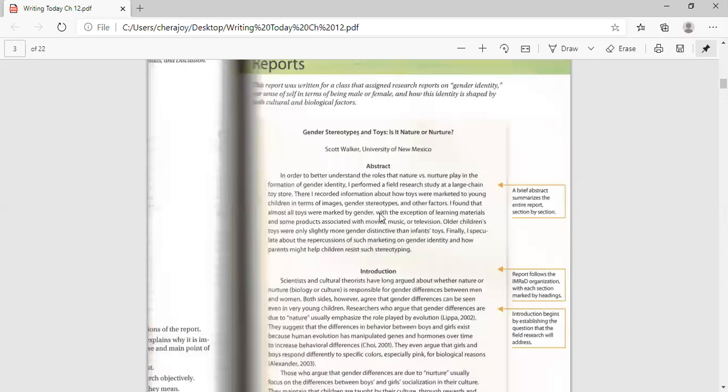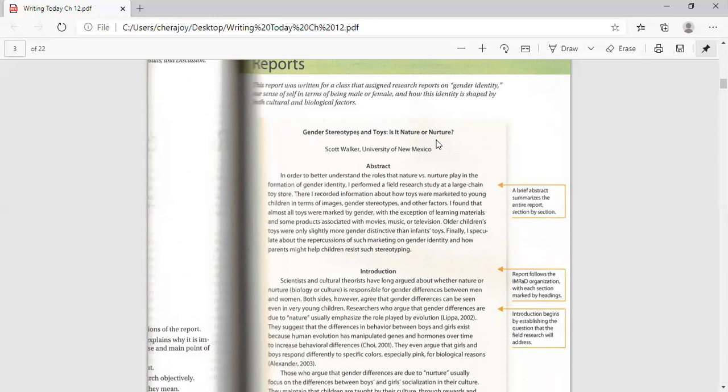So this report, it says, was written for a class that was assigned research reports on gender identity. And the title is Gender Stereotypes and Toys. Is it nature or nurture? This is the person's topic. For your essay, I would like for you to choose a topic that is related to your campus or your career. I am putting that kind of stipulation on you because I want to make sure that it's something really relevant and not something that's already been argued 100 times. Also something that you can actually observe.